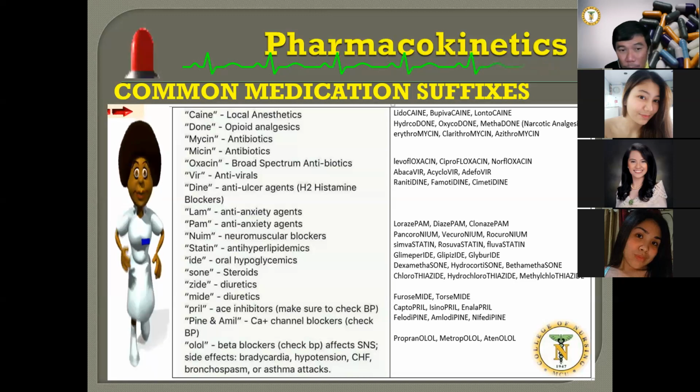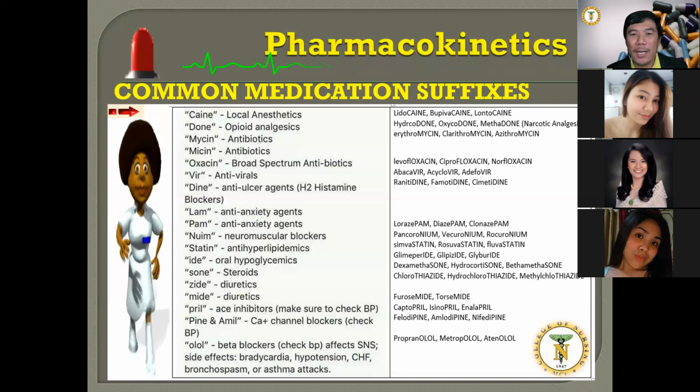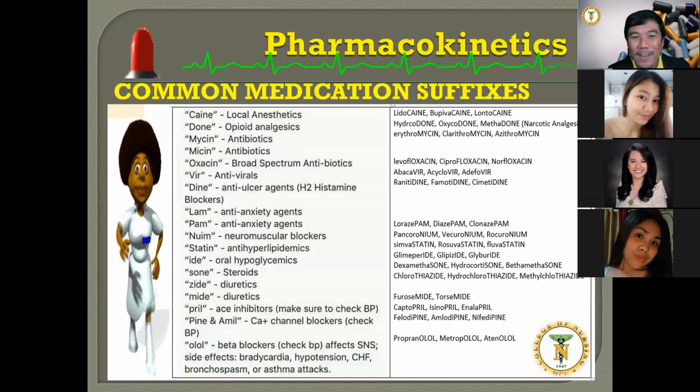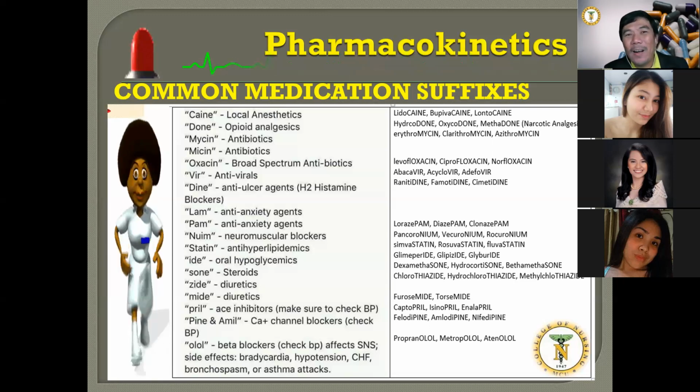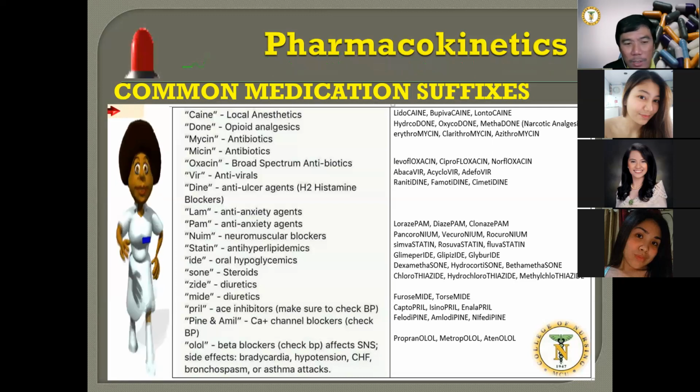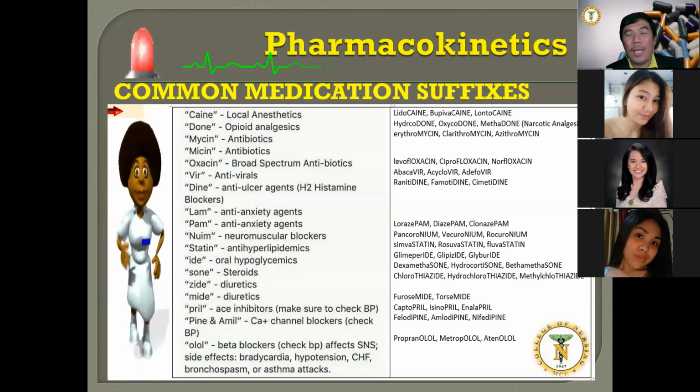Next drug are those drugs ending in pril. Okay, pril. Except April, yearly na lang yan, April. So pril are so-called ACE inhibitors. Actually, ACE is considered a mnemonic. Okay, ACE. What does ACE mean? A is angiotensin converting enzyme. Okay, here comes the point.